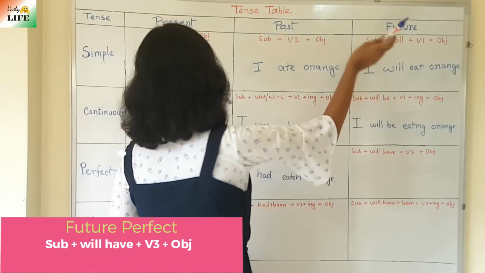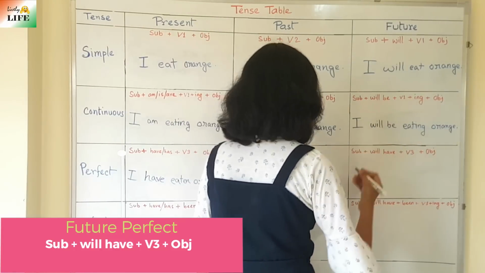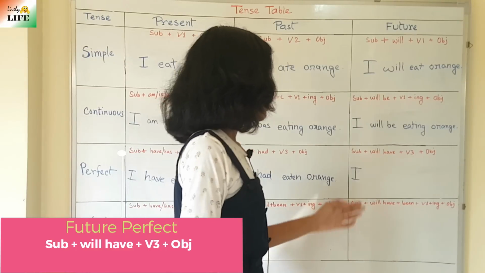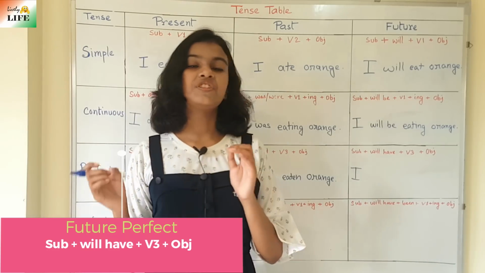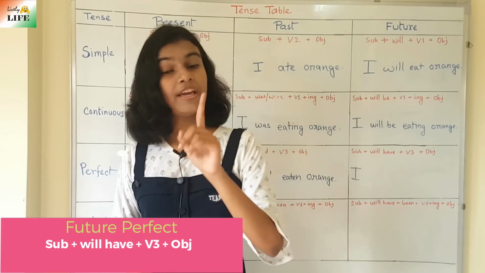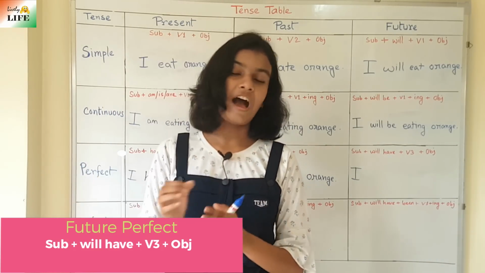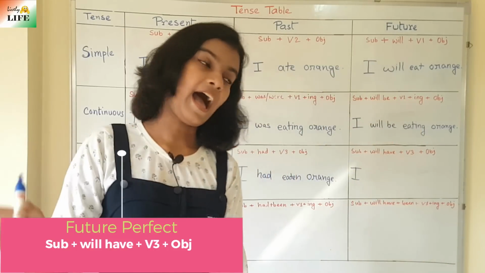Now, the next one is future perfect tense. The construction: subject first, subject I, then will have. Over here also, it doesn't matter. After I, he, she, it, after everything we use will have. Okay, so he will have, she will have, I will have. After every subject we use will have.